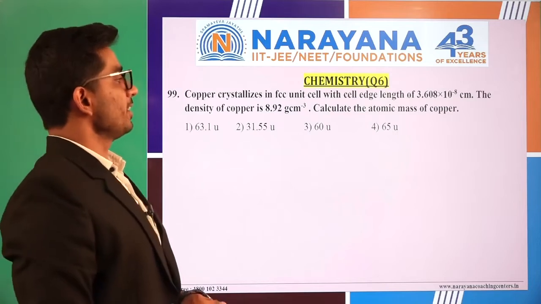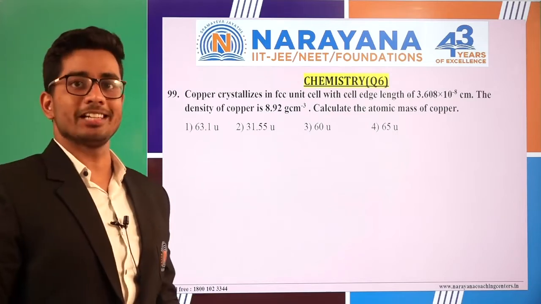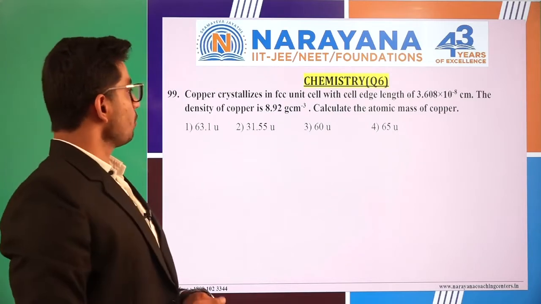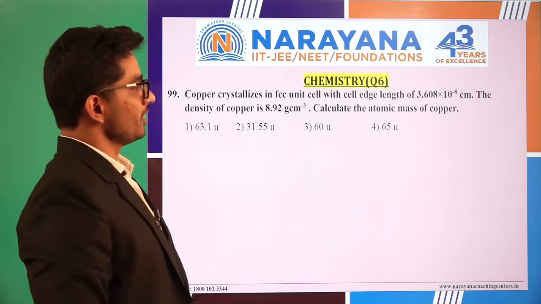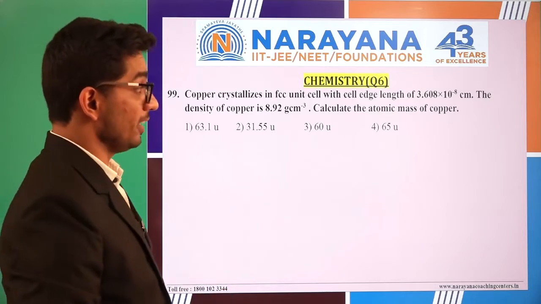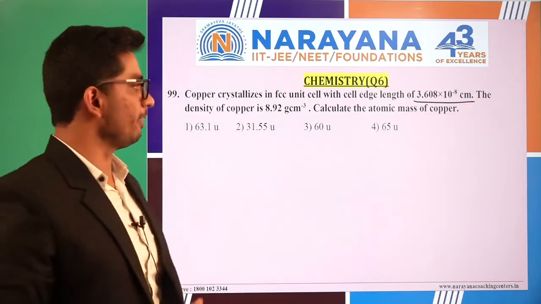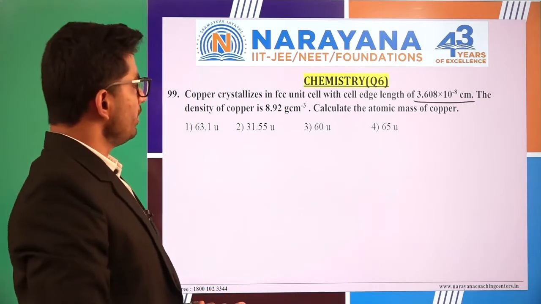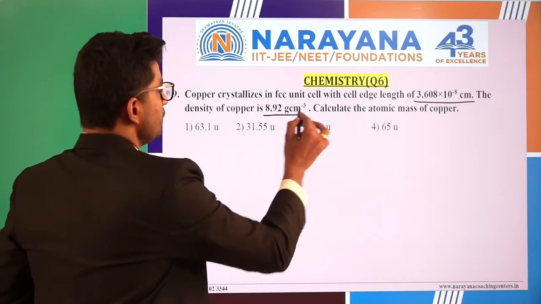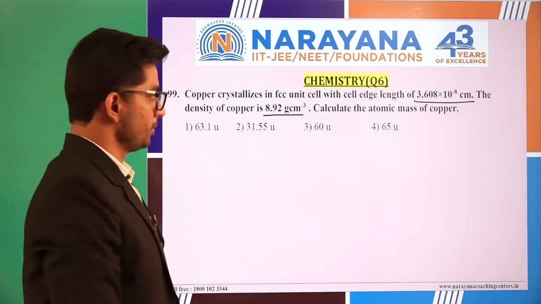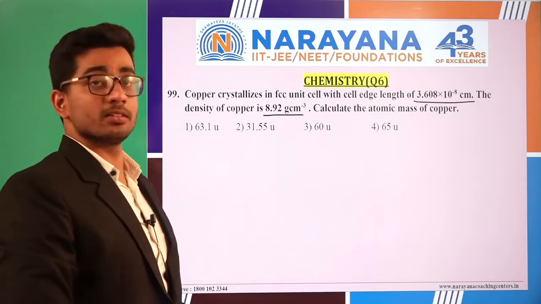Copper crystallizes in an FCC unit cell. So copper crystallizes in an FCC unit cell with a cell edge length of this. So this is the edge length of that unit cell. The density of copper is 8.92 gram per centimeter cube. Calculate the atomic mass of copper.